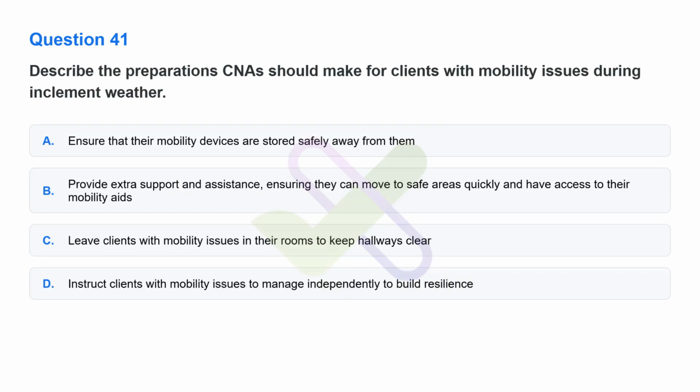Describe the preparations CNAs should make for clients with mobility issues during inclement weather. A. Ensure that their mobility devices are stored safely away from them. B. Provide extra support and assistance, ensuring they can move to safe areas quickly and have access to their mobility aids. C. Leave clients with mobility issues in their rooms to keep hallways clear. D. Instruct clients with mobility issues to manage independently to build resilience.